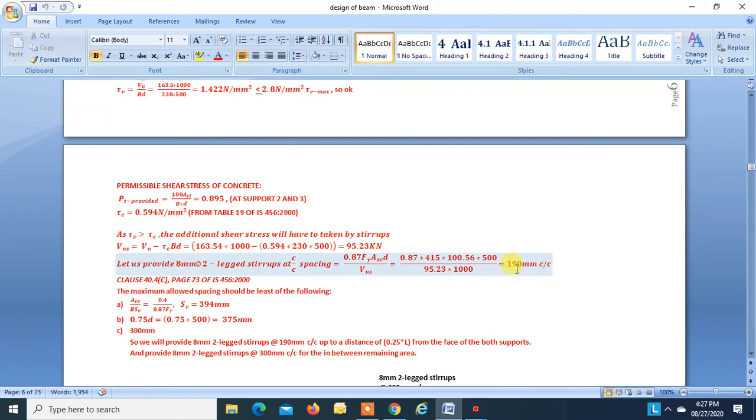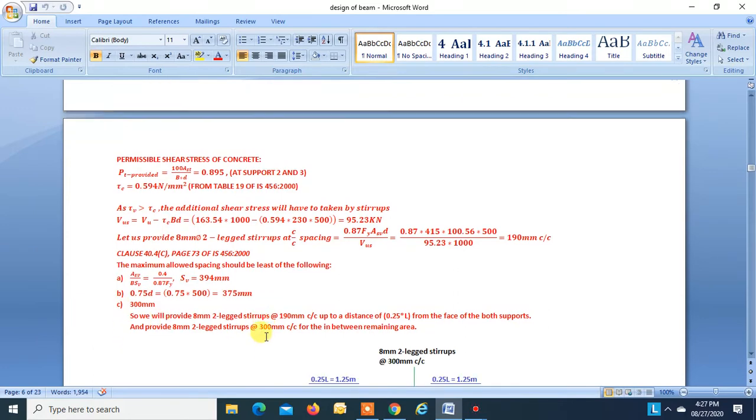Now, this spacing should be less than the three spacings given in the code. One is the minimum spacing required by this formula, which turns out to be 394. Another is 0.75d, which is 375, and third is 300. The spacing should not be greater than the least of these, right? Our spacing is less than this.